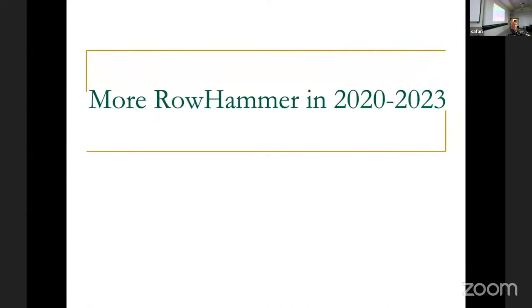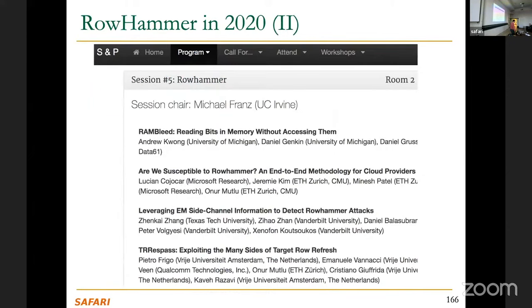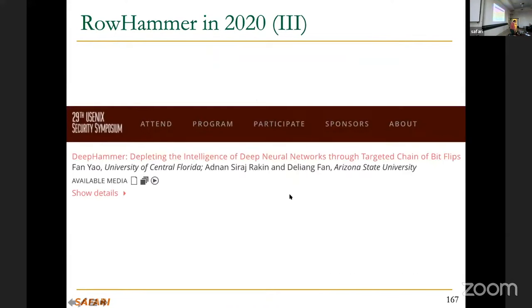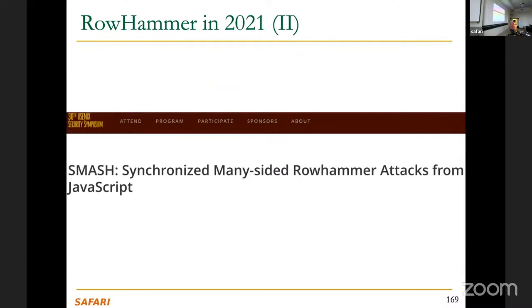Okay, so there's more RowHammer in 2020 and 2023. I'm gonna just show you what has happened. There are a lot of papers that are being written. As you can see, there are sessions actually. And this is the premier conference, IEEE Security and Privacy. There's a RowHammer session, as you can see. Major security conferences, major operating system venues actually talk about RowHammer also. I didn't include everything over here, actually. There were some more that I missed.